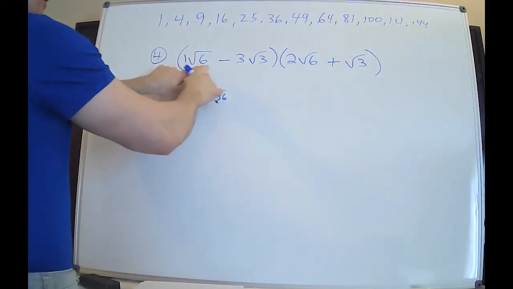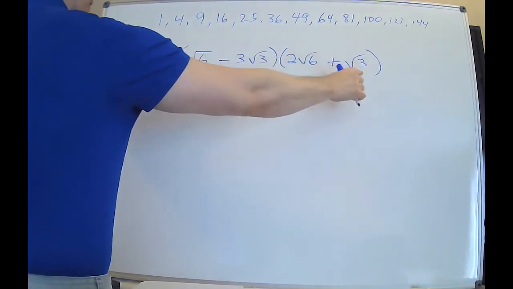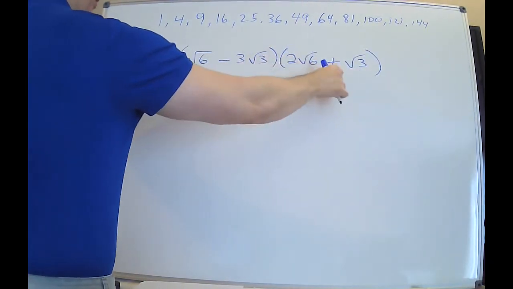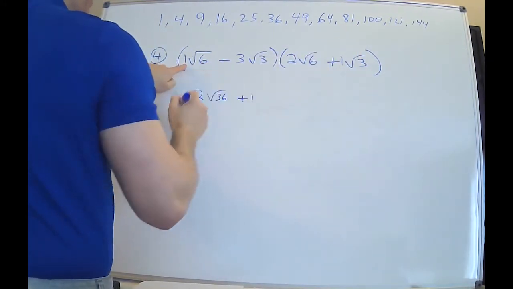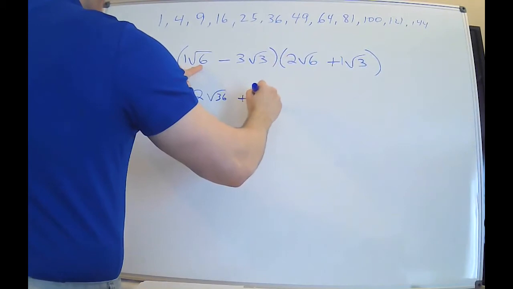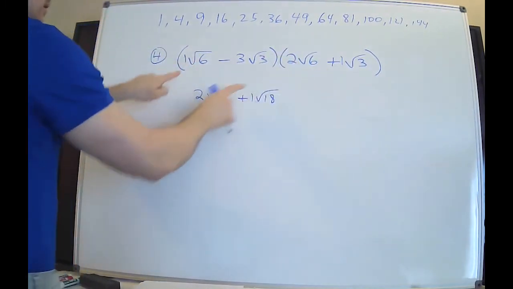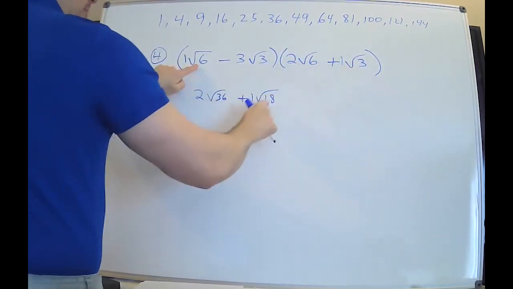Now I have to do first, last. This is what I have fingers for. On the outside, you have 1 and 1, right? There's a 1 there. Put a 1 there. 1 times 1 is 1. Radical 6 and radical 3 make radical 18. Done.